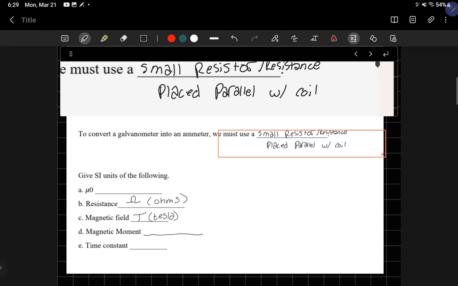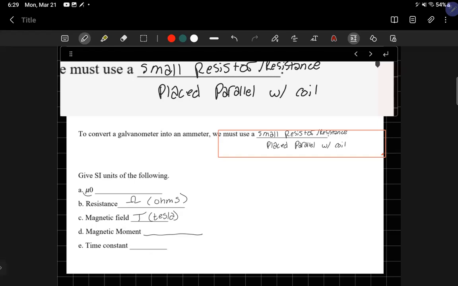Now, mu naught, magnetic moment, and time constant. Mu naught. What do you use mu naught for? F is epsilon naught. Mu naught. I don't remember that one. Anybody remember where you use mu naught? This is a note because I also don't remember.